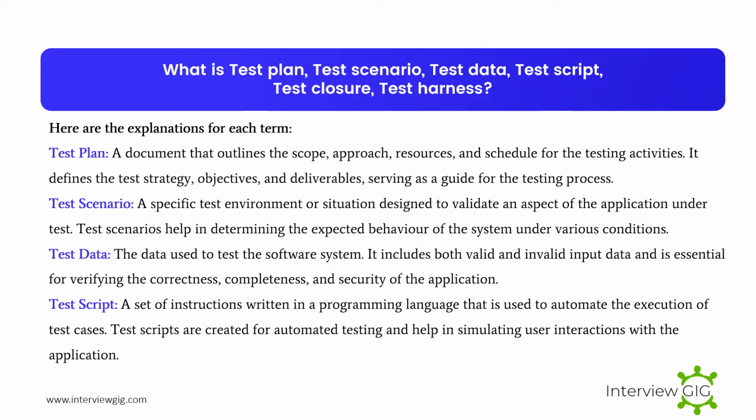What is test plan, test scenario, test data, test script, test closure, test harness? Here are the explanations for each term. Test plan, a document that outlines the scope, approach, resources, and schedule for the testing activities. It defines the test strategy, objectives, and deliverables, serving as a guide for the testing process. Test scenario, a specific test environment or situation designed to validate an aspect of the application under test. Test scenarios help in determining the expected behavior of the system under various conditions.